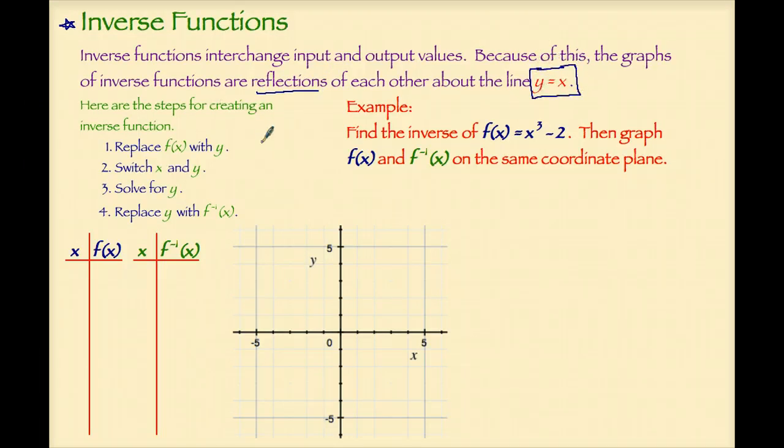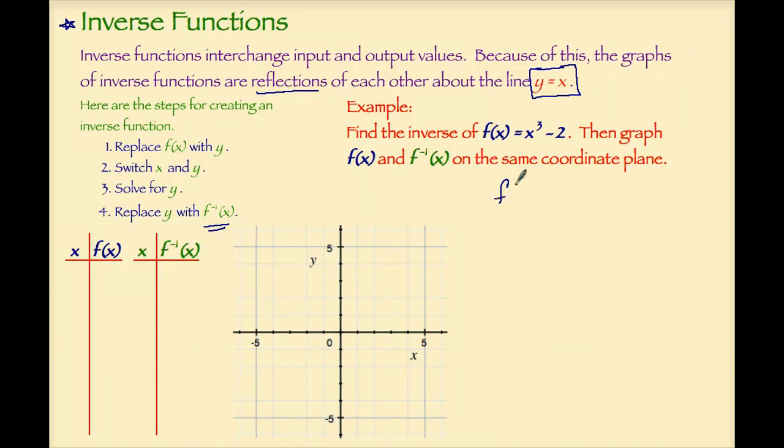All right, how do you create an inverse function? Here are the steps. Replace f of x with y, then switch x and y, then solve for y, and then replace y with f inverse of x. That's what this notation means. So let's do that with this example.